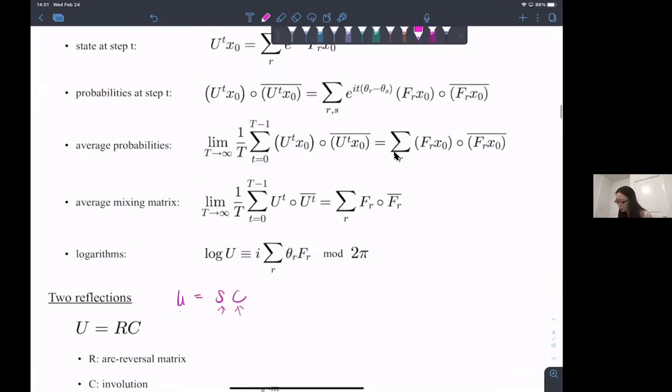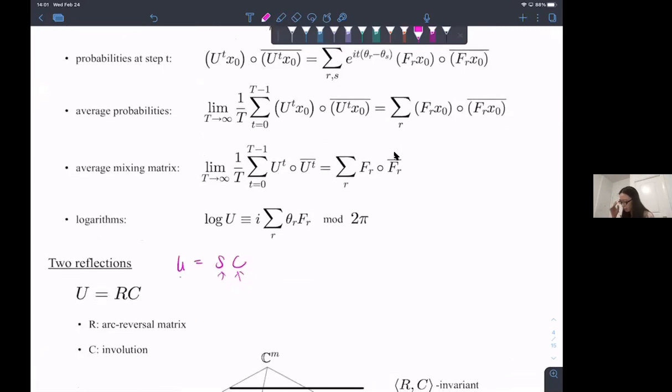Okay, so to answer that question, I'm going to restrict to a special case where R is just the arc reversal matrix. So it maps arc AB to the arc BA, and C has order 2. So it represents a reflection about a subspace.